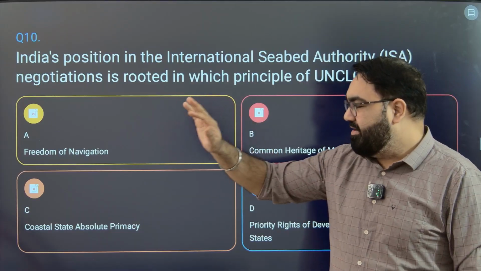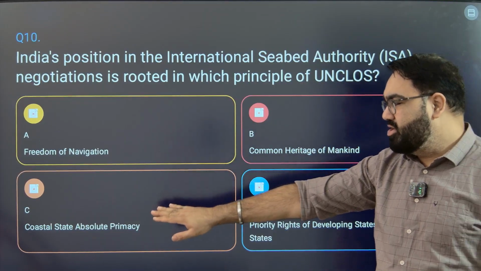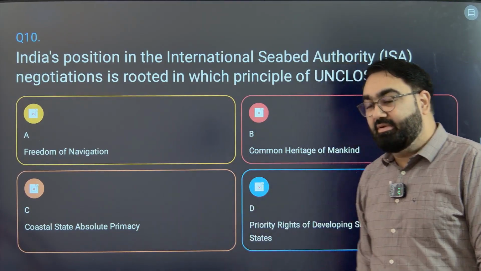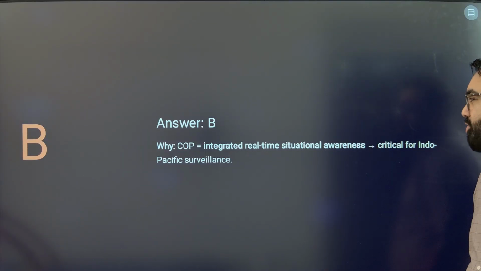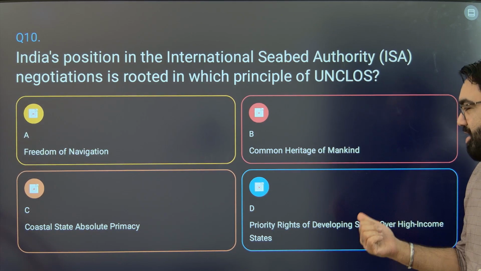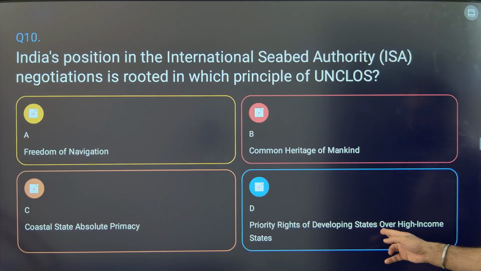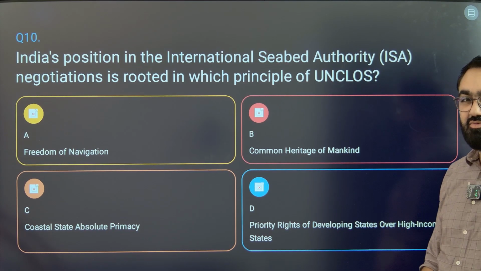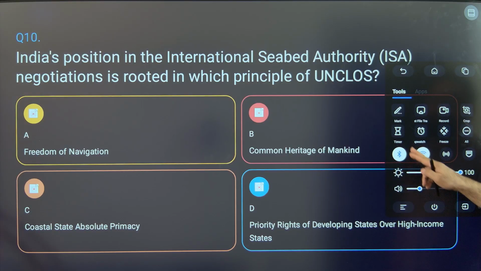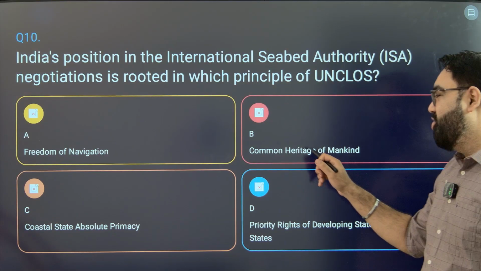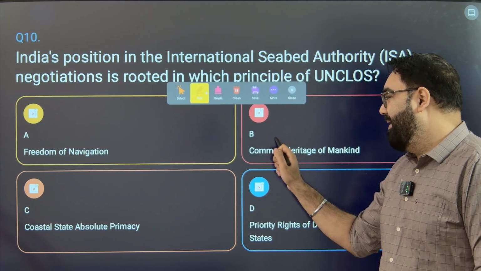India's point is, do we talk about freedom of navigation, coastal state absolute primacy, do we talk about common heritage of mankind, or do we talk about priority rights of developing states over high income states? What is India's point of negotiation? Why do we say this is such an important principle? Our argument is based on common heritage of mankind.